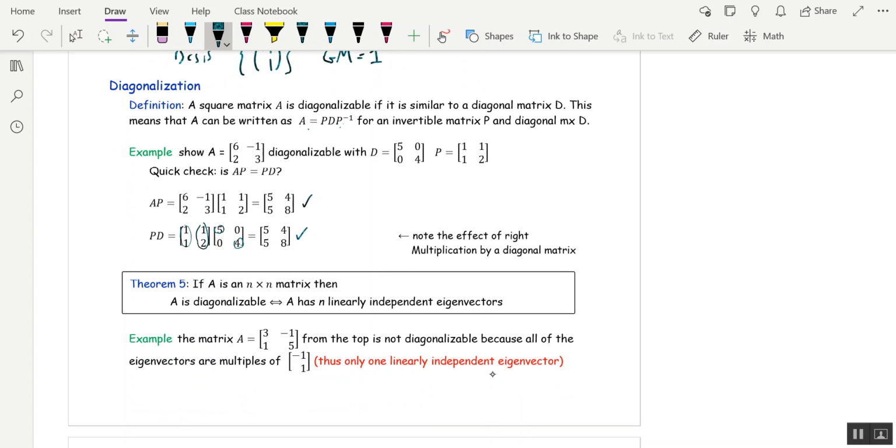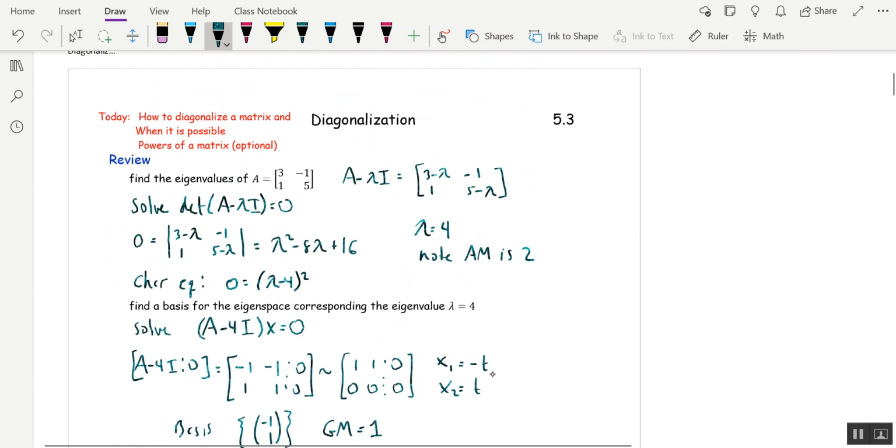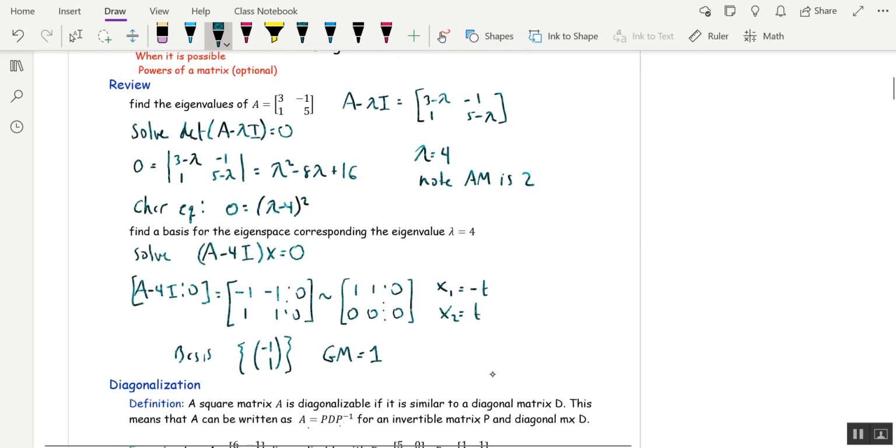Theorem: if A is n by n, A is diagonalizable if and only if A has n linearly independent eigenvectors. So the matrix we started with up here couldn't be diagonalizable because it only has one eigenvalue and a basis for the eigenspace only has one vector in it. And so A is 2 by 2, we would need two linearly independent eigenvectors for A to be diagonalizable.